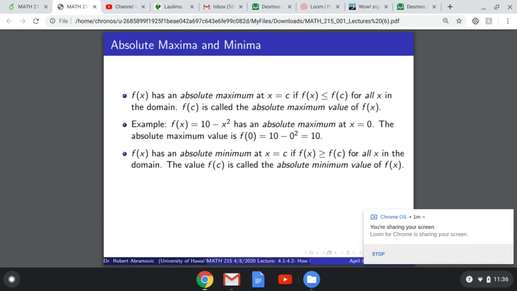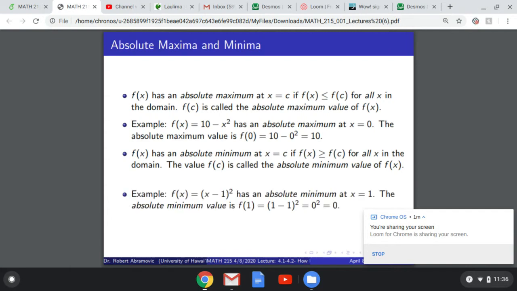f of x has an absolute minimum value at x equal to c if for every number in the domain, the output value is larger than or equal to the output value evaluated at this value c. The value f of c is called the absolute minimum value of f of x.